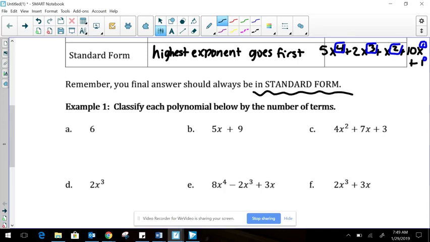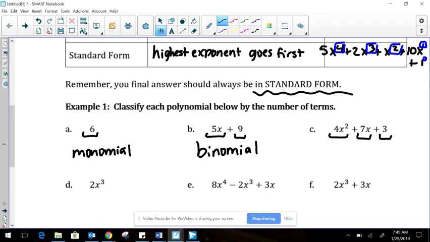Don't forget that. Okay, we're going to classify each polynomial by the number of terms. So this one here has 1 term. So it would be a monomial. All right, the next one, there's 2 terms. We should have a binomial. And the next one here has 3 terms, so we have a trinomial.